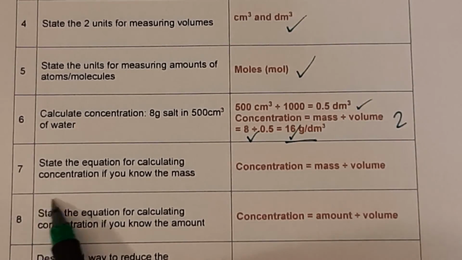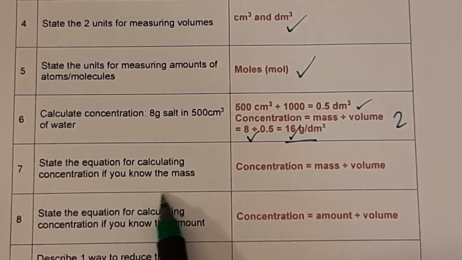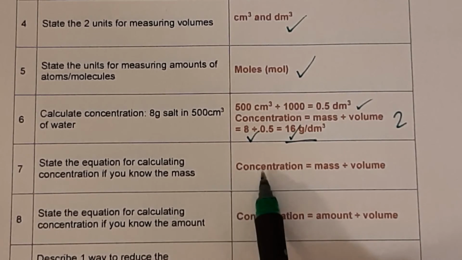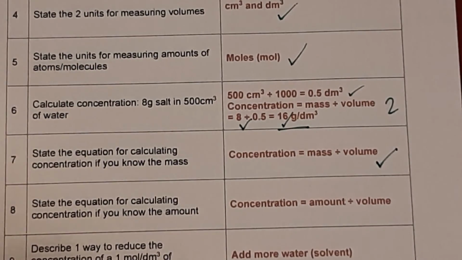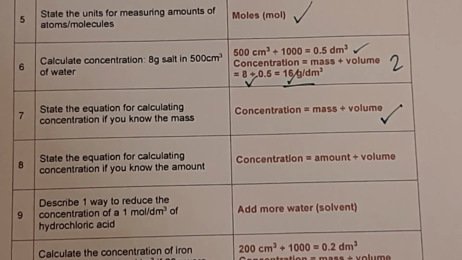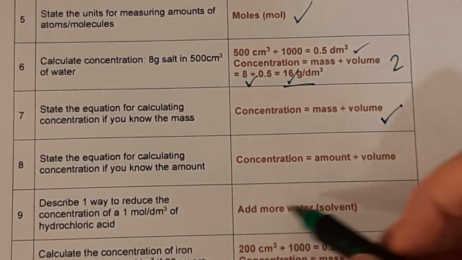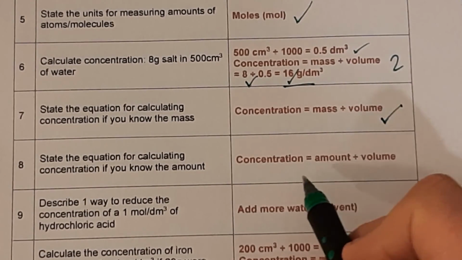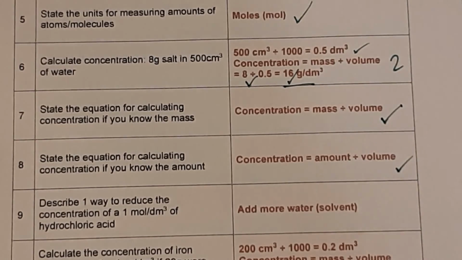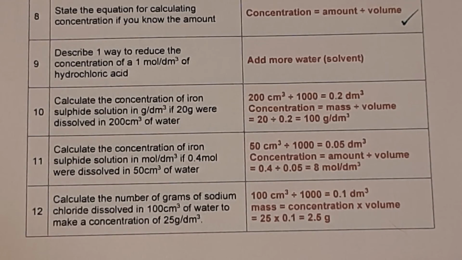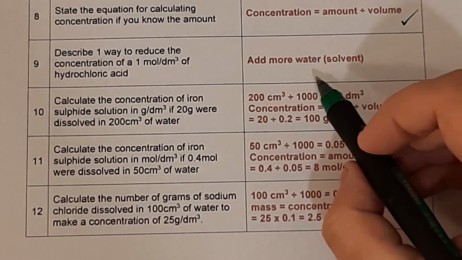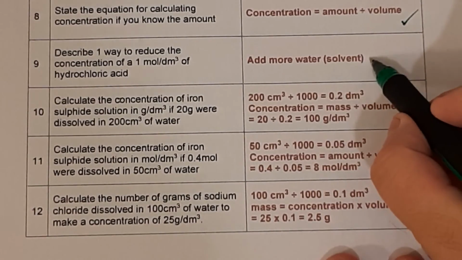Question 7. State the equation for calculating concentration if you know the mass. Well, concentration is the mass divided by the volume. Question 8. What's the equation for calculating concentration if you know the amount? It's the same equation except swap in the word amount for mass. So concentration equals amount divided by volume. Question 9. Describe one way to reduce the concentration of a 1 molar per decameter cubed of hydrochloric acid. Well, you could add more solvent, add more water.